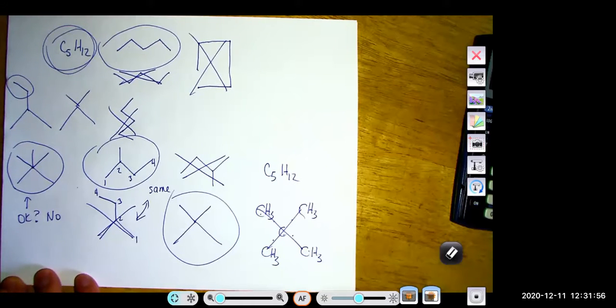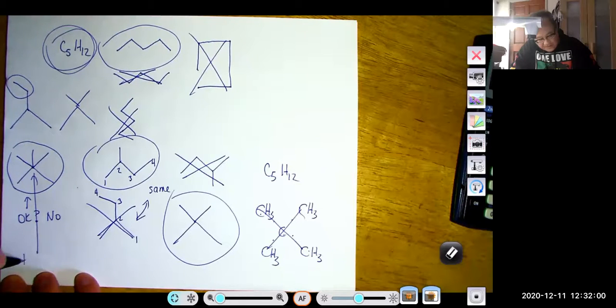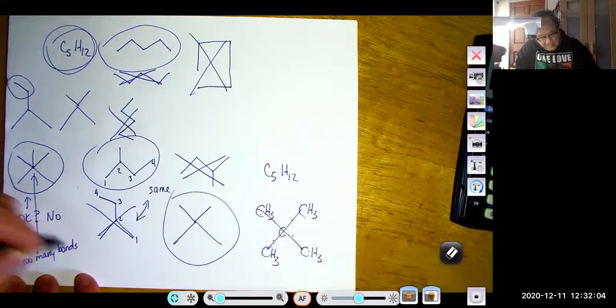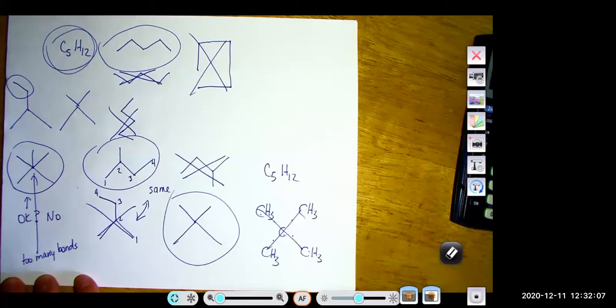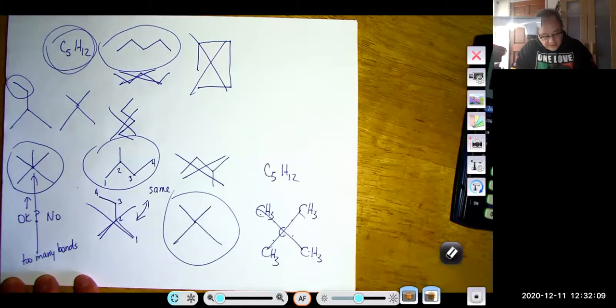Oh, the carbon in the middle has too many bonds. How many bonds does carbon get to have? 4. No more, no less, just 4. Here it's got 5. So we can't do that.